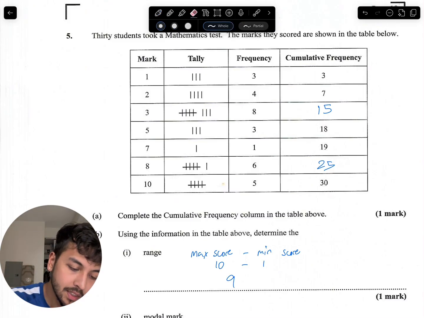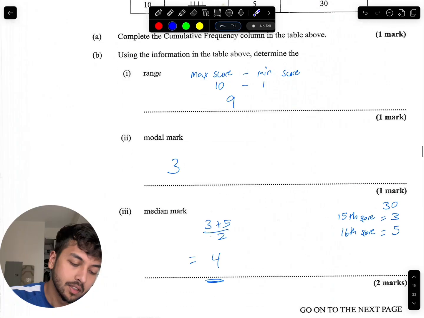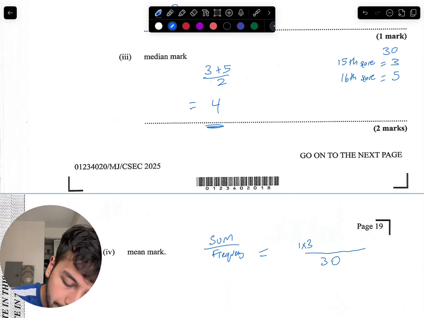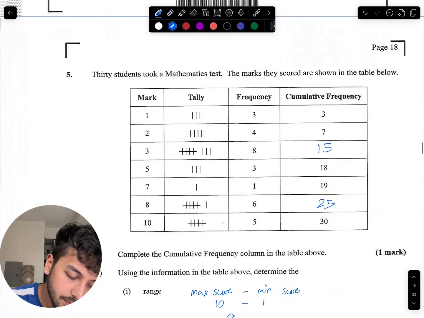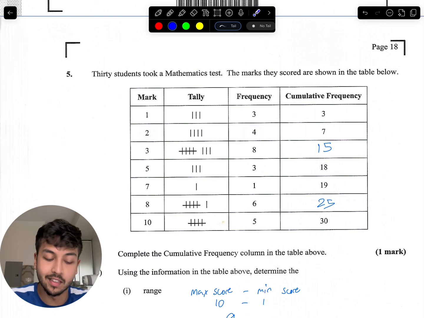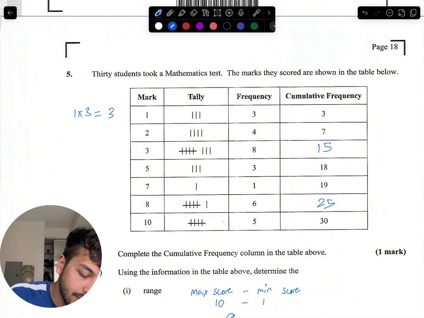So for example, how many people got a mark of 1? 3, right? 3 people got a mark of 1. So we'll get 1 times 3 plus how many people got a mark of 2? 4 people got a mark of 2, so that gives us 8. So we could actually just write it out here, and then we'll add it up.